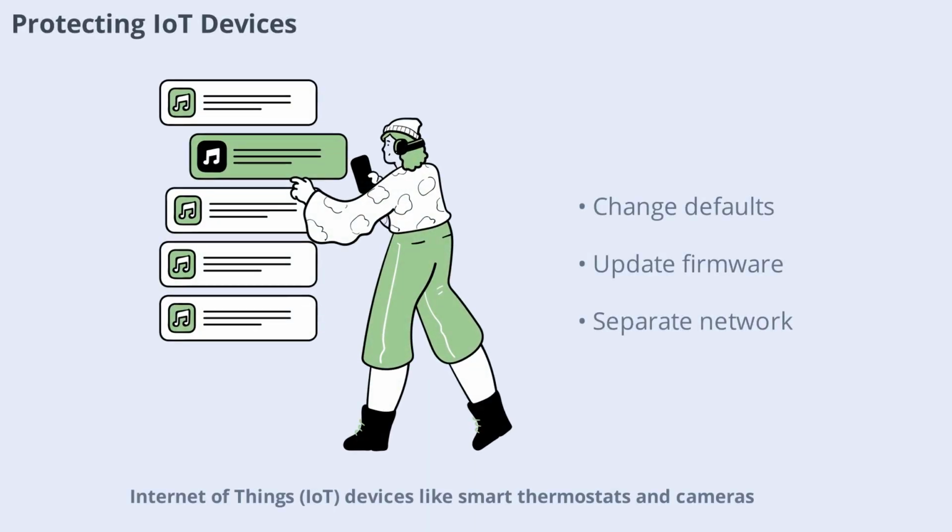Internet of Things, IoT devices like smart thermostats and cameras can be vulnerable entry points for hackers. Change default passwords, update firmware regularly, and disable unnecessary features. Place IoT devices on a separate network if possible and monitor their activity for unusual behavior. By taking these precautions, you can enjoy the convenience of smart devices without compromising your network security.